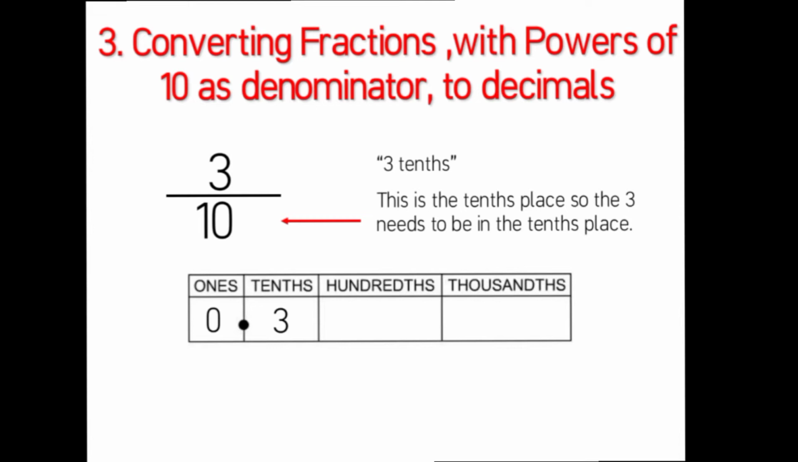And then, wala naman tayong whole number dyan. So, yung ones, lalagyan natin ng 0. So, the final answer is 0.3. So, 3 over 10 can be written as 0.3 or 3 tenths in decimal.